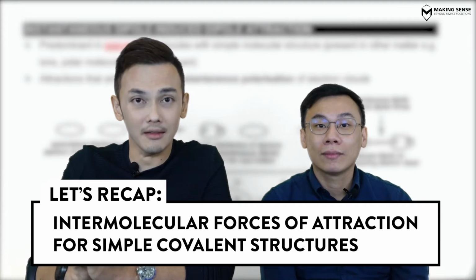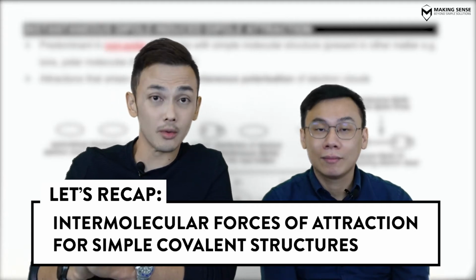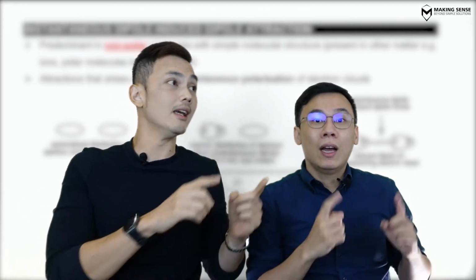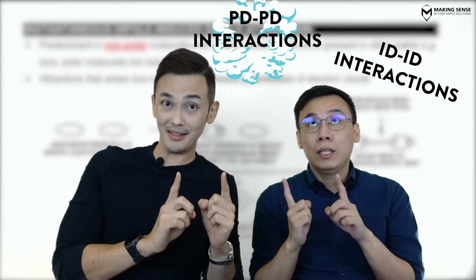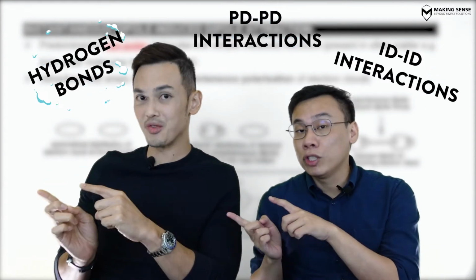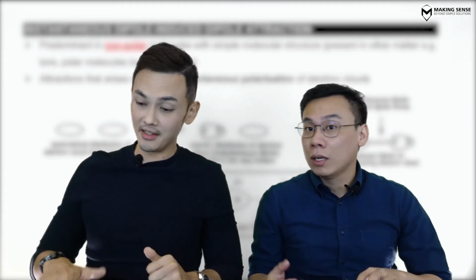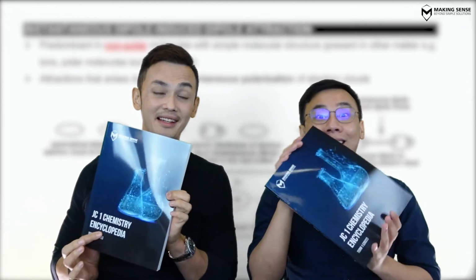Now we're going to start off today's lesson by doing a recall of the important intermolecular forces of attraction for simple covalent structures. So first of all, we have the ID-ID interactions, PD-PD interactions, and hydrogen bonds. So William, to do a recap, what do we need? We need the encyclopedia. Get it ready.